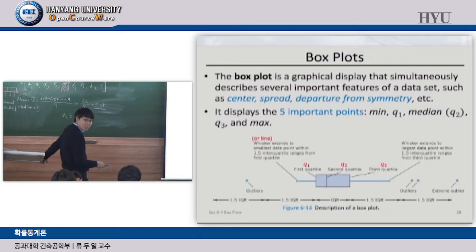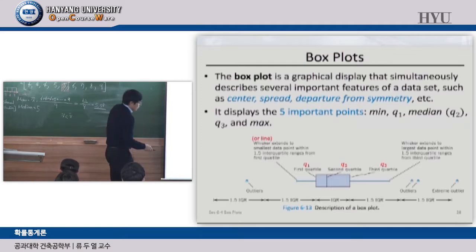What is the interquartile range? That is Q3 minus Q1. Please see your previous slide. We know the interquartile range because we know the first quartile, second quartile, and third quartile. And so we can calculate the 1.5 times interquartile range. If we calculate this range, we can find out the smallest data point within the 1.5 interquartile ranges from the first quartile.